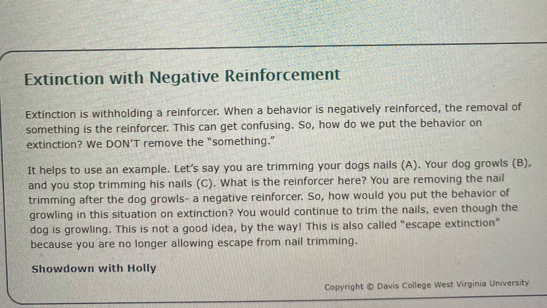Let's say you are trimming your dog's nails, A. Your dog growls, B. And you stop trimming his nails, C. What is the reinforcer here? You are removing the nail trimmer after the dog growls, a negative reinforcement. So how would you put the behavior of growling in this situation on extinction? You would continue to trim the nails even though the dog is growling. This is not a good idea, by the way. This is also called escape extinction because you are no longer allowing escape of nail trimming.